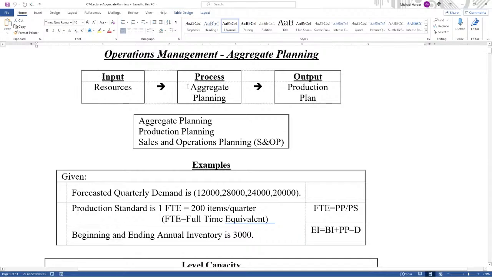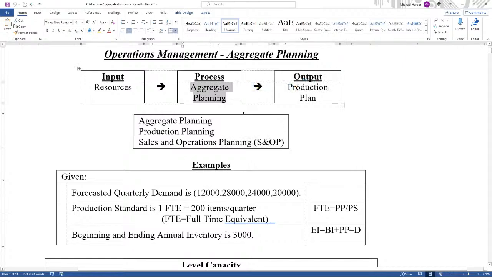Aggregate planning has the input of resources, which is a combination of inventory, labor, and capacity, and the output is a production plan. There could be a lot of different approaches to aggregate planning, with different terminology. Aggregate planning looks at the entire input-output process from beginning to end. Production planning looks at the output, how much you have to produce, your production plan specifically. Sales and operations planning is the connection between sales demand and operations planning. There are three slightly different approaches, but I'm putting all of that under the umbrella of aggregate planning.